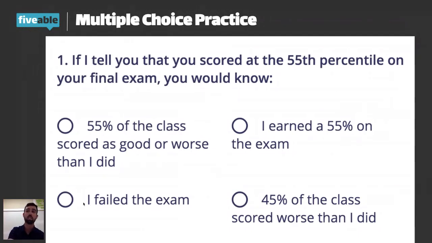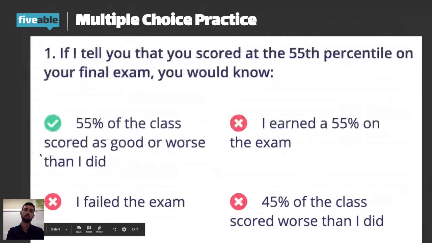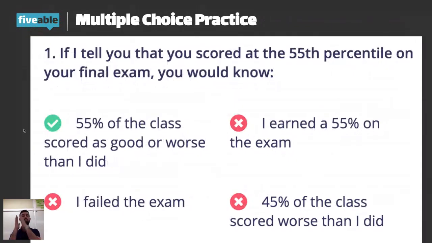I failed the exam. We don't know that. You scored the 55th percentile. We don't know if you failed or what you scored on the actual exam, so we cannot say that either. Or 45% of the class scored worse than I did. Nope, that's the complement of what's here. So our best answer choice is going to be A. 55% of the class scored as good or worse than I did.